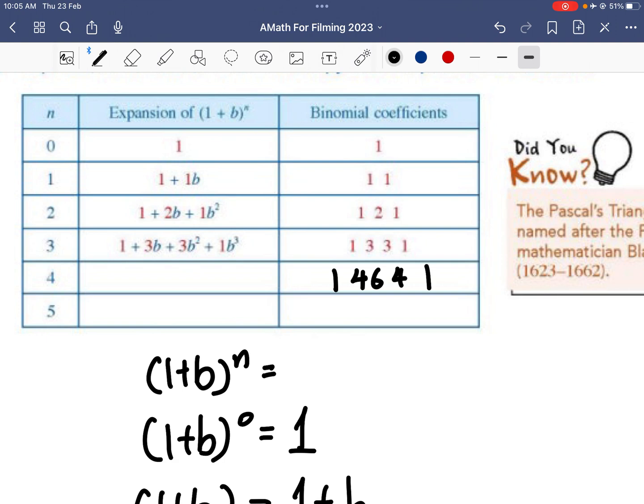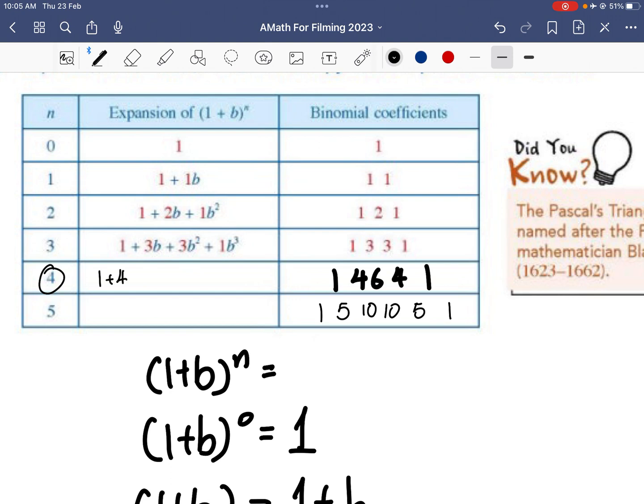Okay, why don't I just fill in the next level of the Pascal triangle? Here is 1. 1 plus 4 is 5. 6 plus 4 is 10. 4 plus 1 is 5. And it's 1.